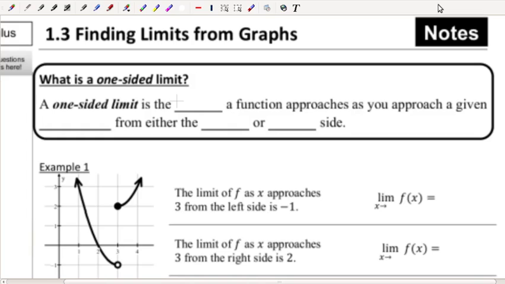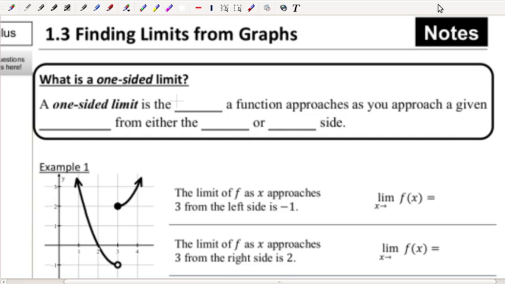In this lesson, we're going to delve a little bit deeper in finding limits from graphs. You learned in the last lesson the definition of a limit, and you did look at limits on graphs in the last lesson, so we're going to take it the next step with one-sided limits.